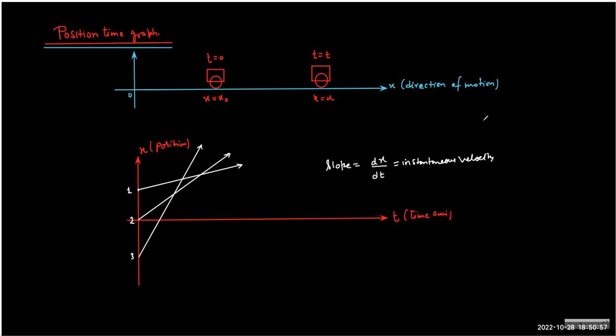Do you all realize this? The steepness part. Yes. So now tell me, Rugved, who is moving fastest? 3. And slowest? 1. Very good.